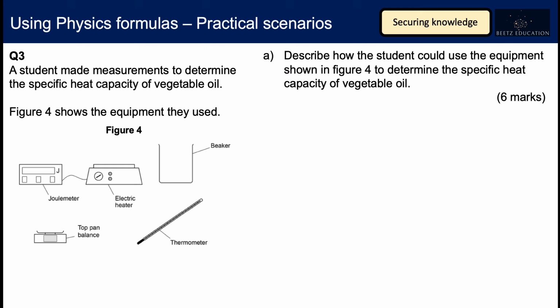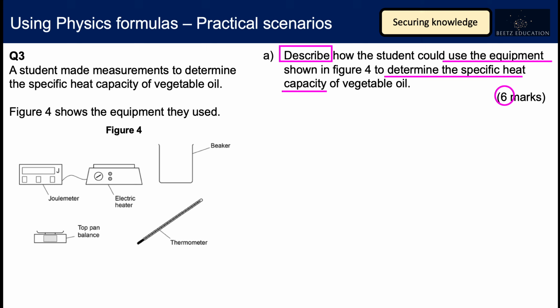In this case, I'm being asked to describe how a student could use the equipment shown in figure 4, which is here, to determine the specific heat capacity of vegetable oil. Now, specific heat capacity by definition is the amount of energy to increase the temperature of 1 kilogram of a substance by 1 degree centigrade. If you've forgotten that, it doesn't matter in this case because we're going to use an equation to help us answer it, not the definition.